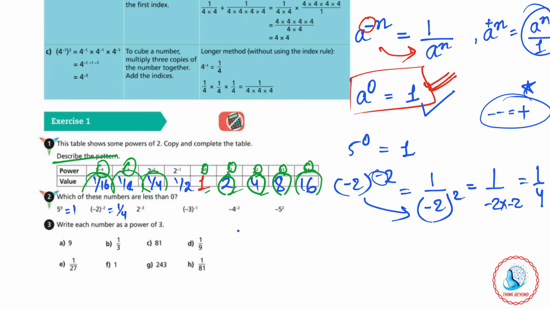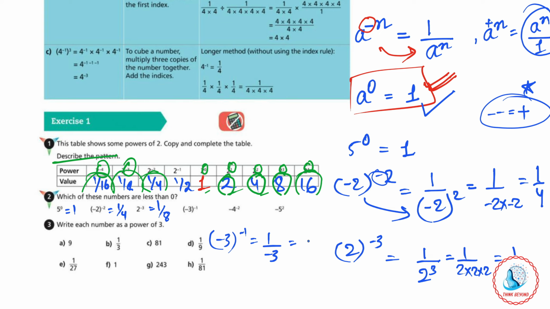Let's go for negative 2 raised to power minus 3. 2 raised to power minus 3 is 1 over 2 raised to power 3. Now multiply it. 2 times 2 times 2, which is 8, so this is 1 over 8. Now minus 3 raised to power minus 1, which means 1 over minus 3, which is equal to minus 1 over 3.